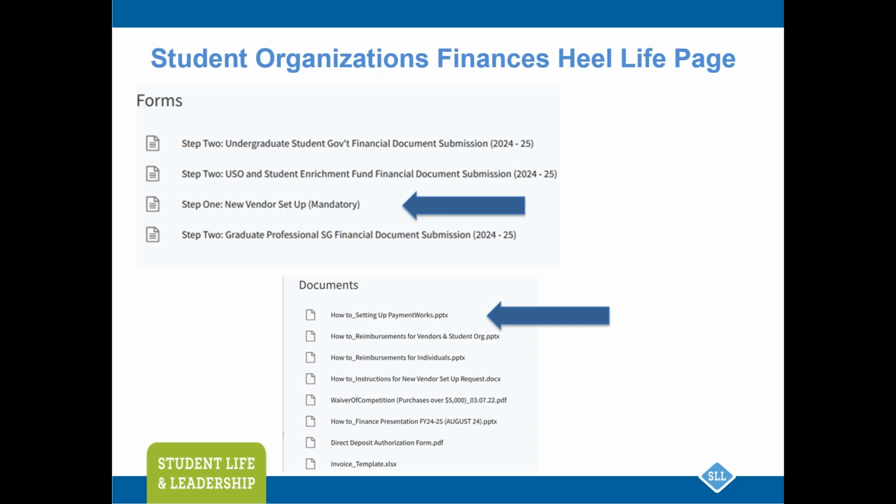It's important to note that you will need to complete the process to become a vendor in the university system to receive reimbursements at the group's external bank account. This process can take a long time, so be sure to get started on that as soon as possible so that you are ready when you need reimbursements.